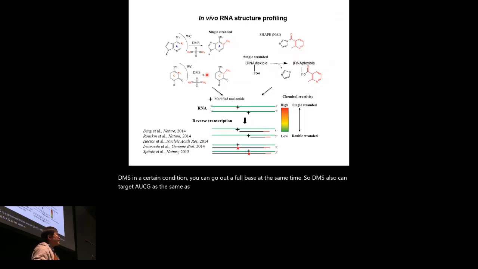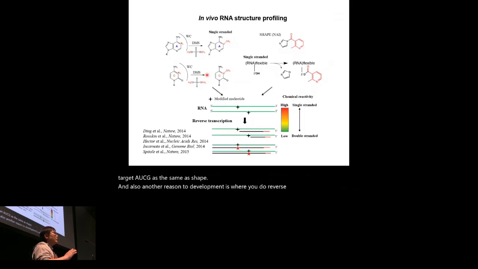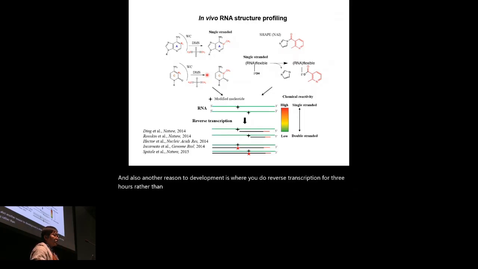Another recent development is that when you do reverse transcription for 3 hours rather than 1 hour, you can actually introduce mutations at the modified position. Again, through deep sequencing, you can measure the mutation at a certain nucleotide level. From there you can decide whether or not it has a high chemical reactivity, meaning more single-strandedness.